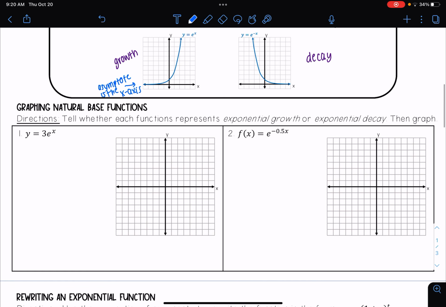So let's look at some graphing examples. For each of these, we're going to tell whether each function represents exponential growth or exponential decay, and then we're going to graph it.